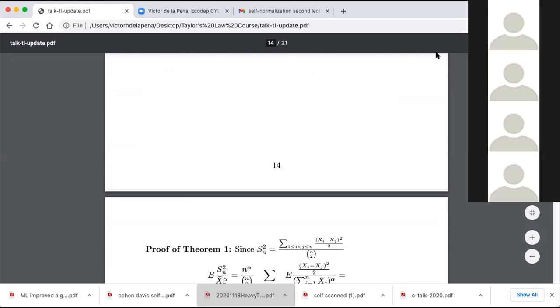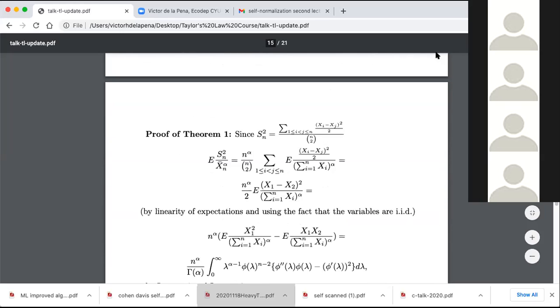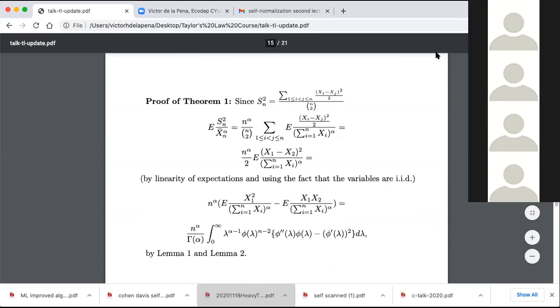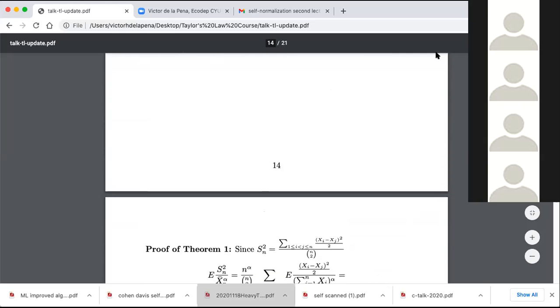Now I put this together. I put lemma 1 and lemma 2 together to finish the proof. I use the fact that the sample variance can be written in this way. This is sort of homework for students. It is equal to the sum of (X_i minus X_j) squared, for 1 less than or equal to i less than j less than or equal to n, over 2, and this is divided by n choose 2. That's the sample variance.